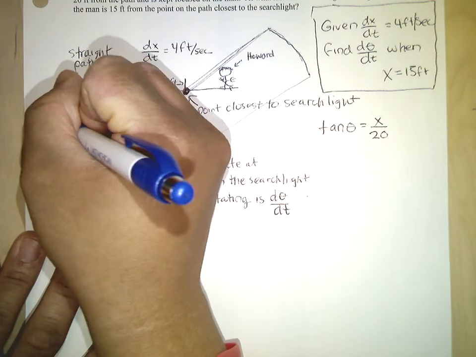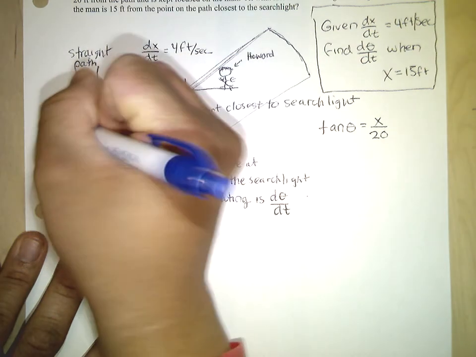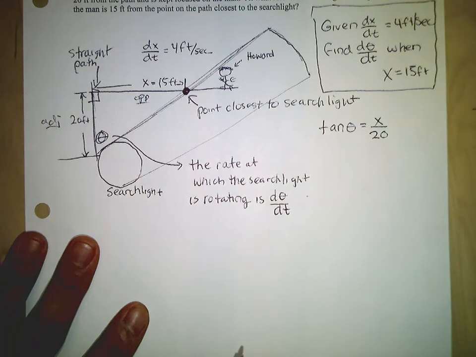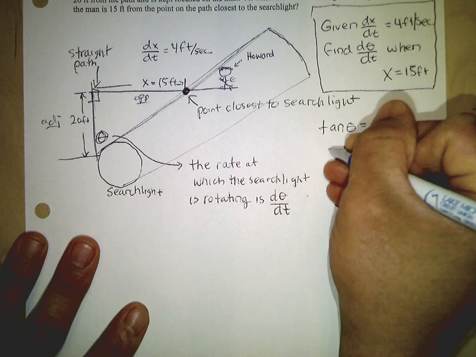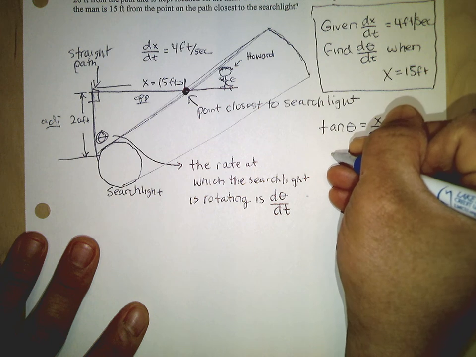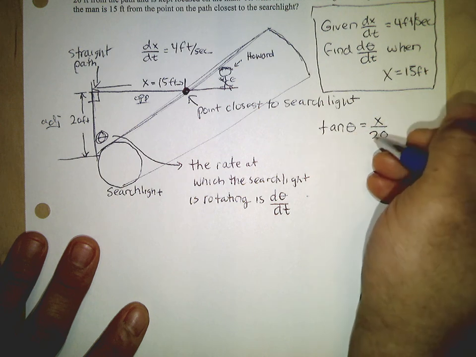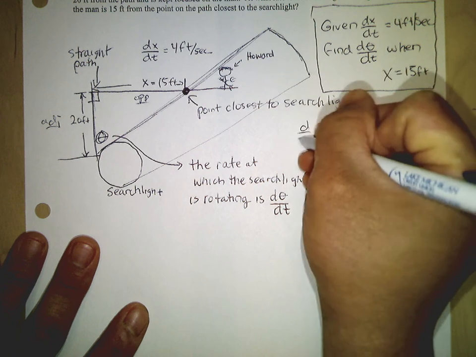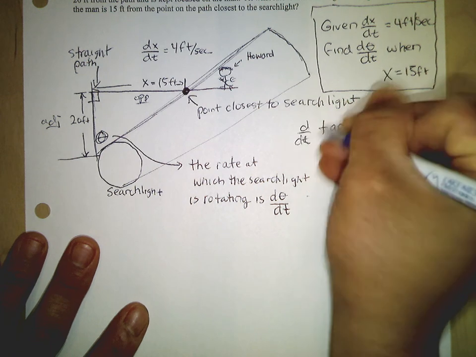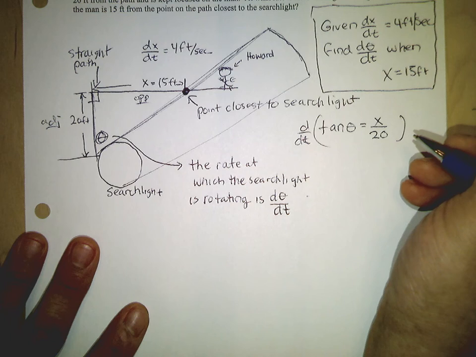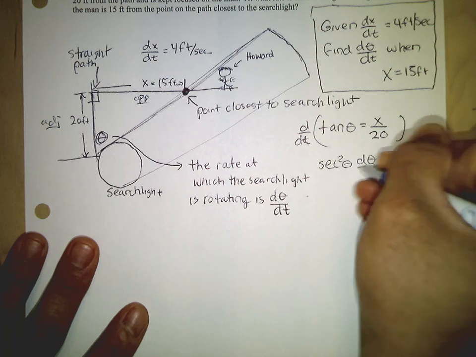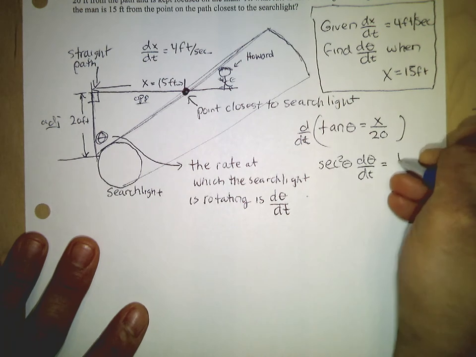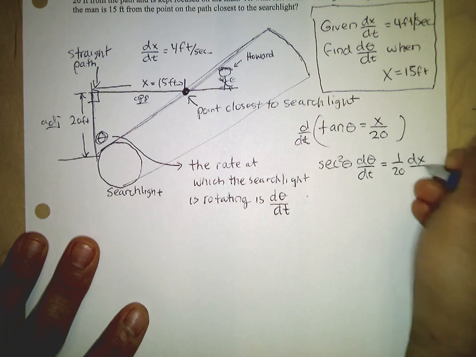So now the tangent of theta is x over 20, because this is the opposite side and this is the adjacent side to the theta on the triangle. All right, so then we can find the derivative with respect to t of tangent of theta equals x over 20. So that is secant squared theta times d theta dt is equal to 1 over 20 times dx dt.